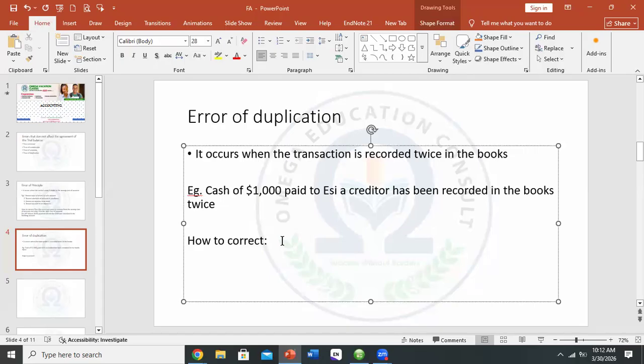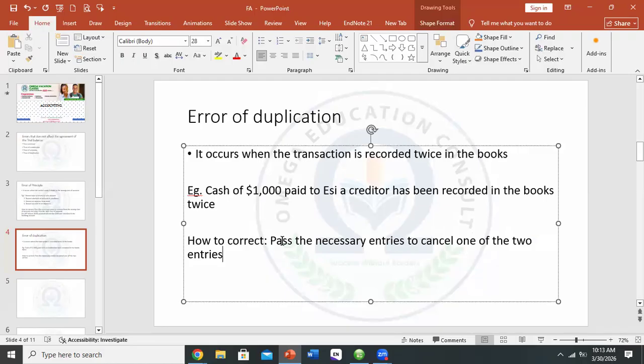So I hope Austin appreciates, but let me go over it. In answering a question, if you are asked how do you correct an error of duplication, your answer would be that you pass the necessary entry to cancel one of the two entries. Generally, when they ask you, I want you to appreciate that I give you the general correction of the errors before we now go into the specifics.